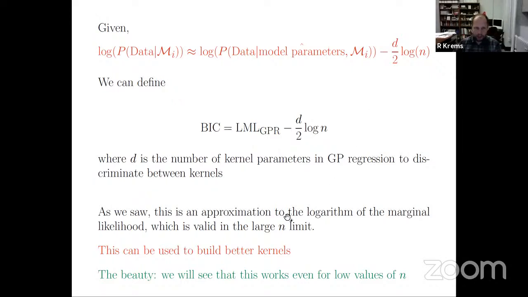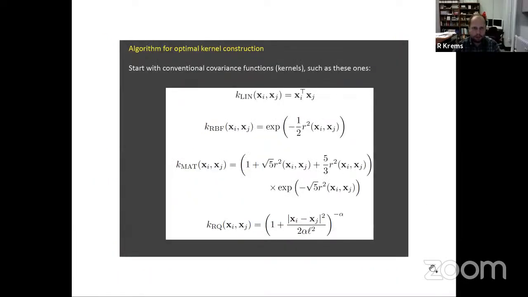Now, as I told you, this equation is an approximation which is valid in the large n limit. In principle, it can be used to build better kernels in the large n limit. But the beauty of this is that we will see empirically that it also works very well for low values of n, for very restricted data sets. This is what we find in many of our studies, and we're going to see that.